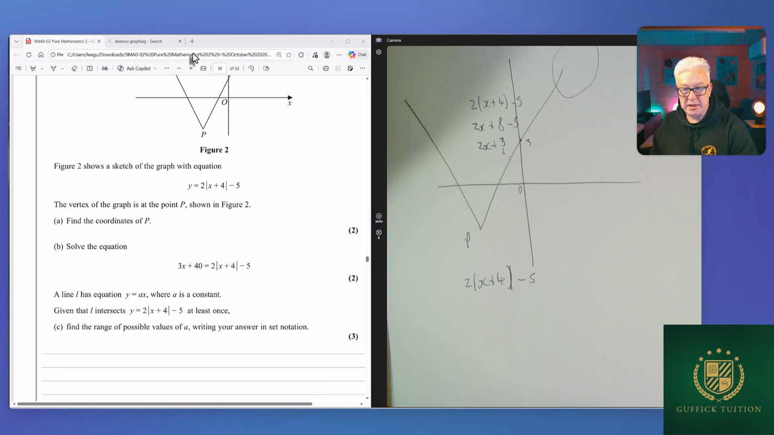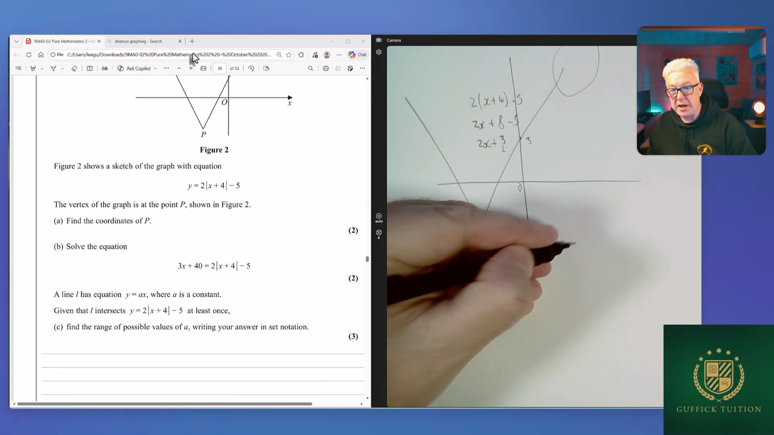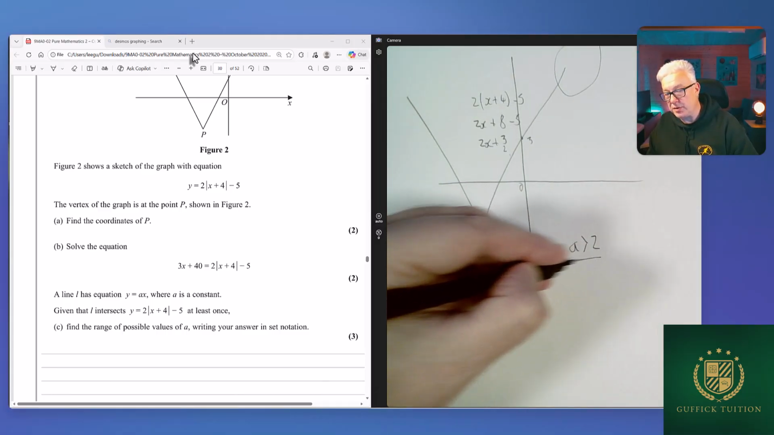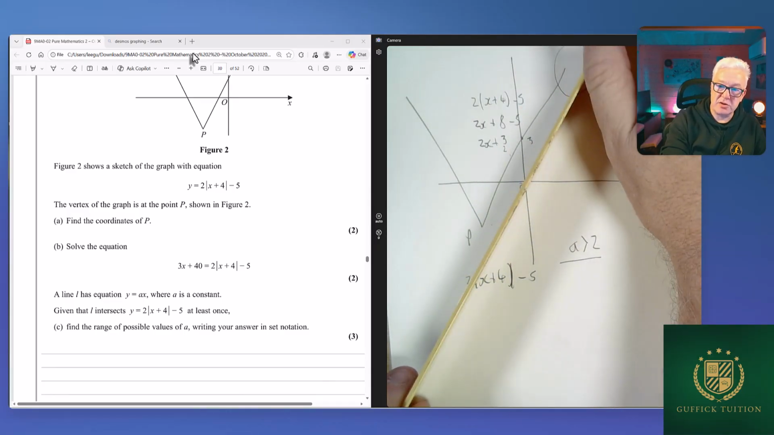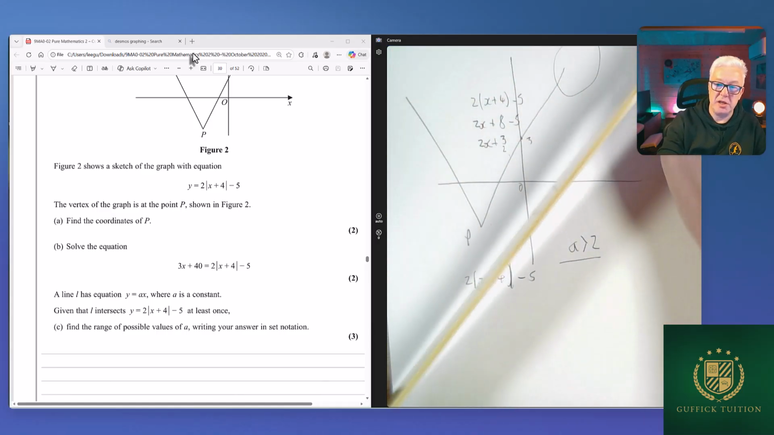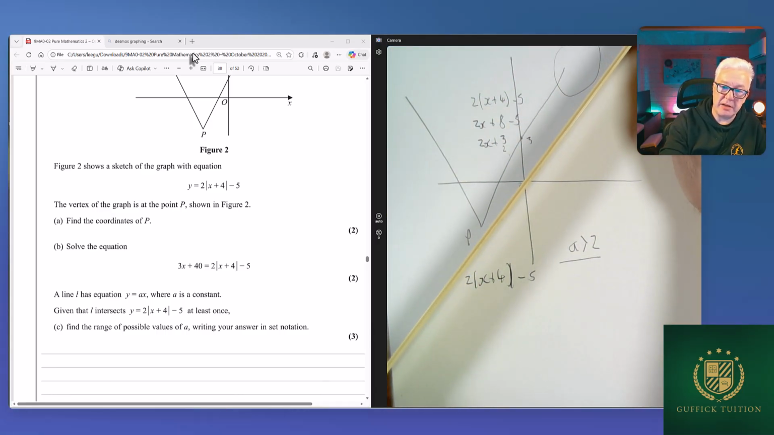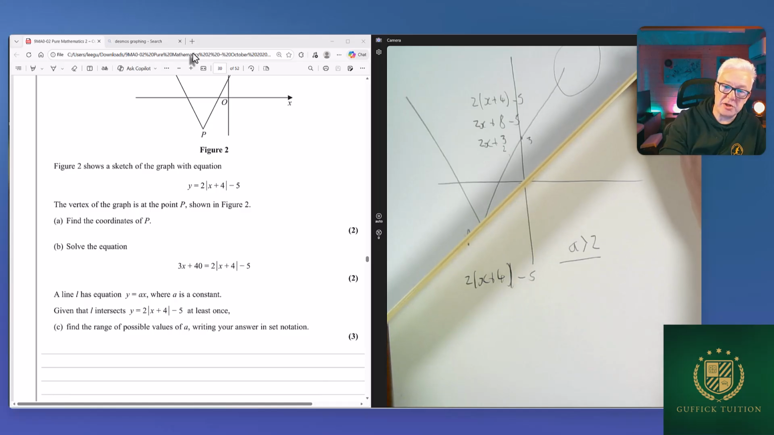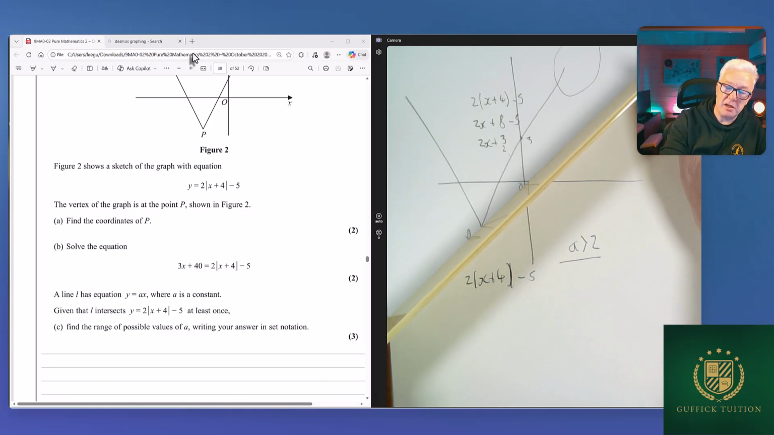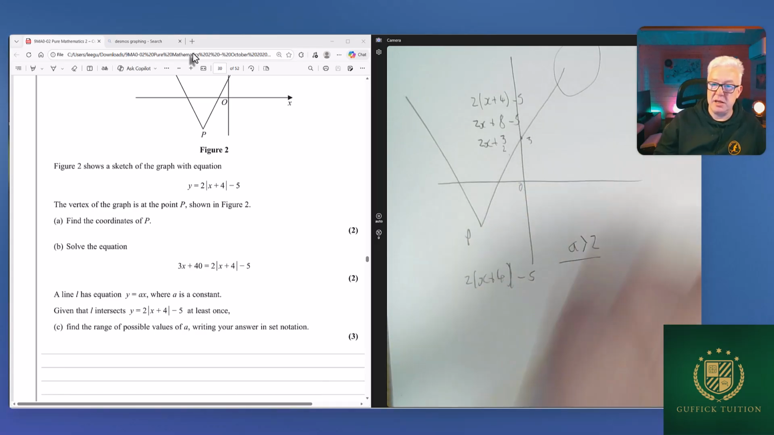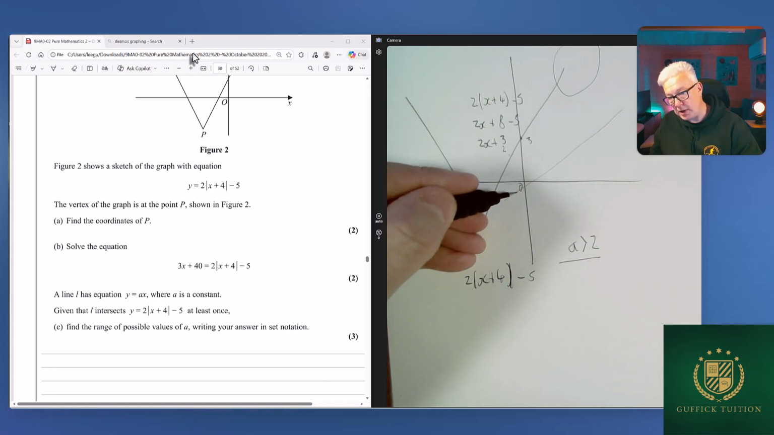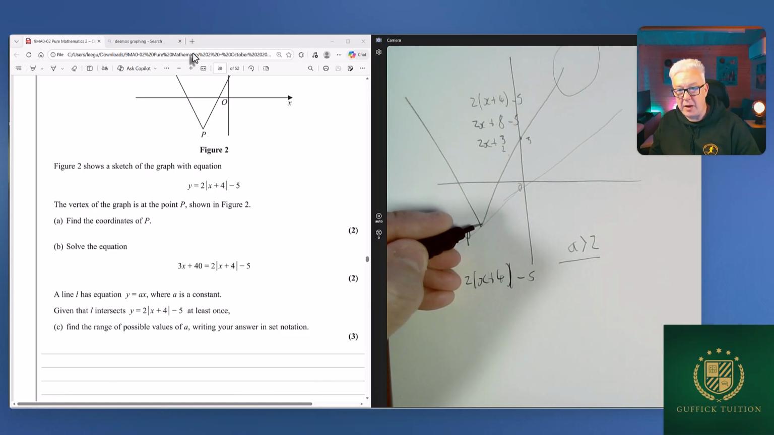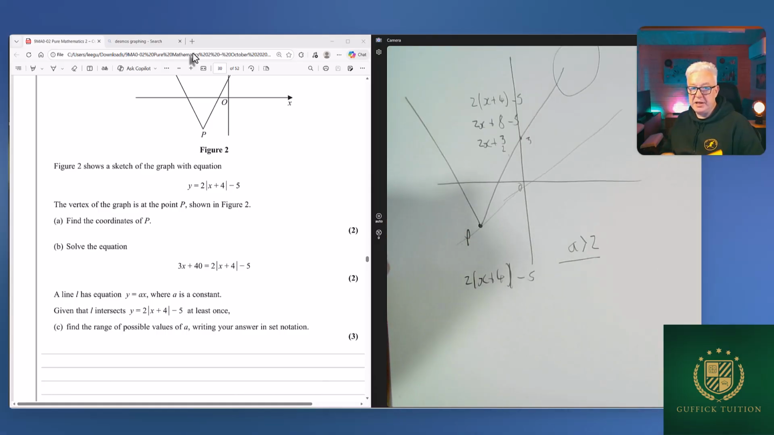So if it intersects at least once, we're going to need to say that the gradient would need to be greater than 2. That's going to cause 1 point of intersection. Now, where else? So let's imagine the gradient is now less than 2. We've got no intersection, no intersection, no intersection until we get to this point here, where the line y equals ax just goes through the vertex P. So we have no intersection up until we get to this point where this line is just going through there. Now at this point here we're going to have at least 1 intersection.